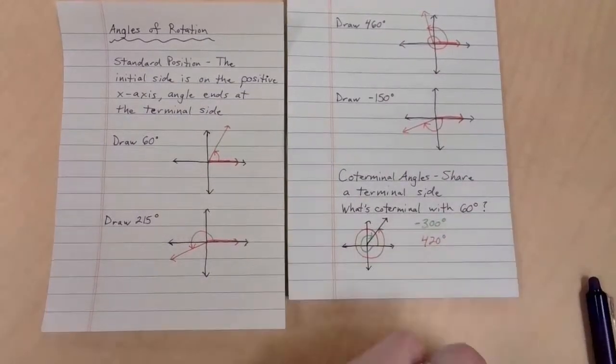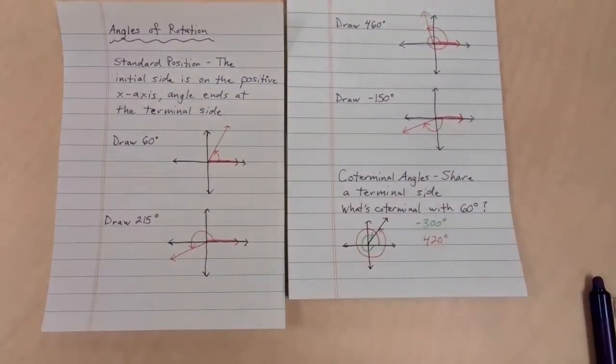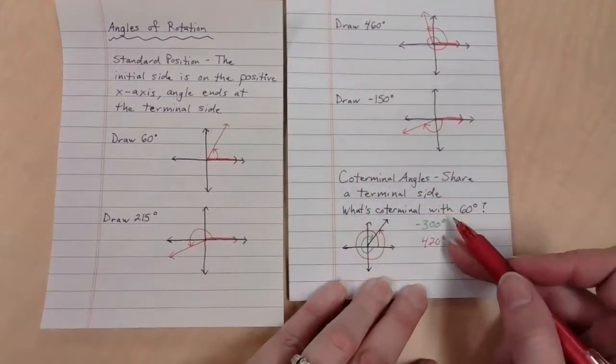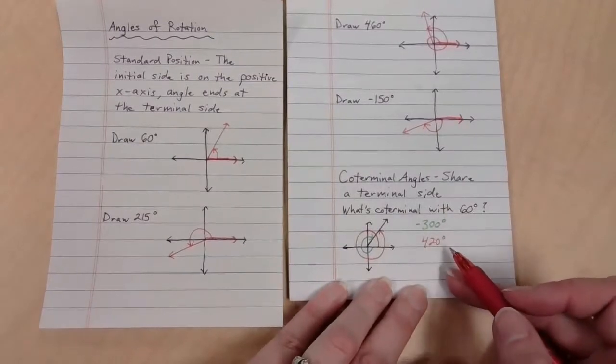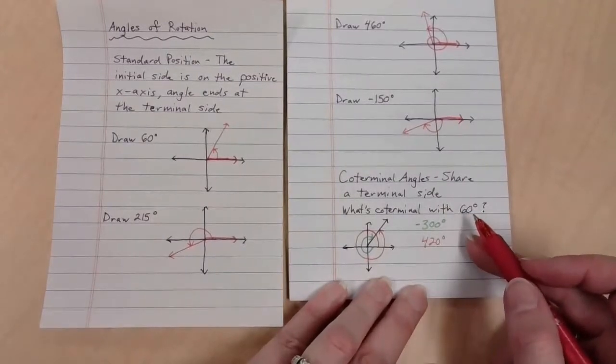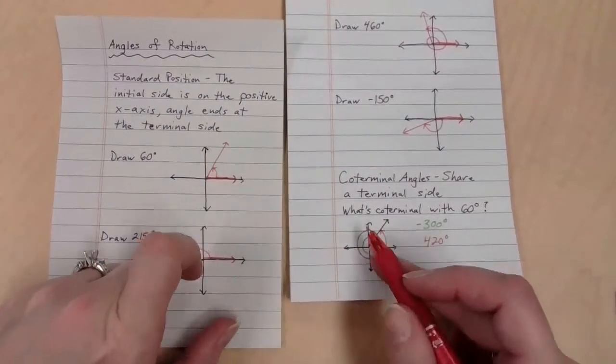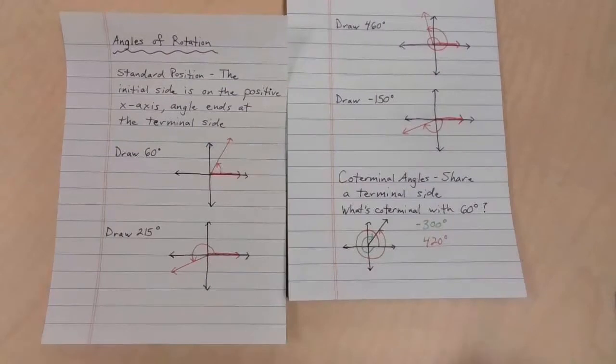Every once in a while, my brain stops working. I'm going to double check. 360 plus 60. Oh, good. It is 420. Excellent. So a negative 300 degree angle and a positive 420 degree angle are both coterminal with 60 degrees. They have the terminal side in that same spot, but we have extra spirals in different directions.